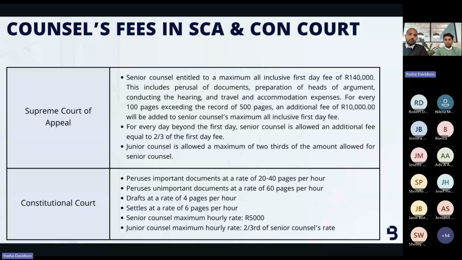When it comes to the Constitutional Court, we see the perusal rates are similar in terms of the 20 to 40 pages per hour. We see the drafting rate also very similar, at drafting at 4 pages per hour and settling at 6 pages per hour for counsel. But a difference we can see here is that in the practices of the Constitutional Court, your senior counsel is allowed a maximum hourly rate of 5,000 Rand. When your senior counsel and junior counsel are working on the same matter and you are allowed to recover costs of 2 counsel, you'll then notice that junior counsel is allowed a maximum hourly rate that's equivalent to 2/3 of whatever senior counsel charged.